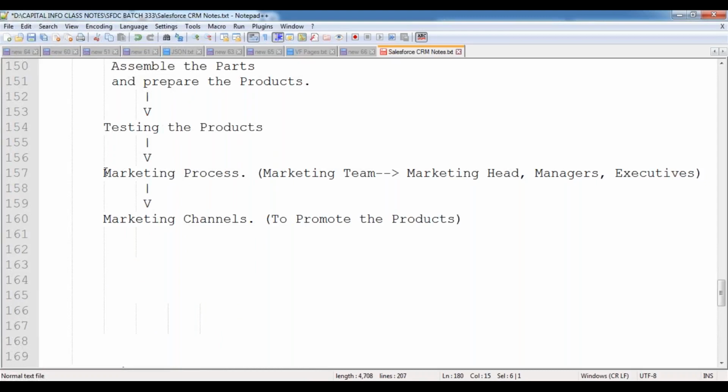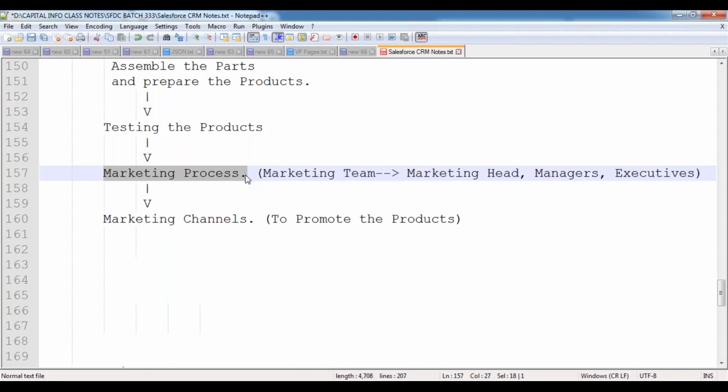Now, as part of this marketing department, first of all, they have to promote their products. That means they have to give the information to the common people. What are the new models of laptops and desktops they have manufactured? Regarding the product, they have to give the information to the common people, so that they should be aware of it. They should know how the product looks. Then only they can take the decision to buy that product.